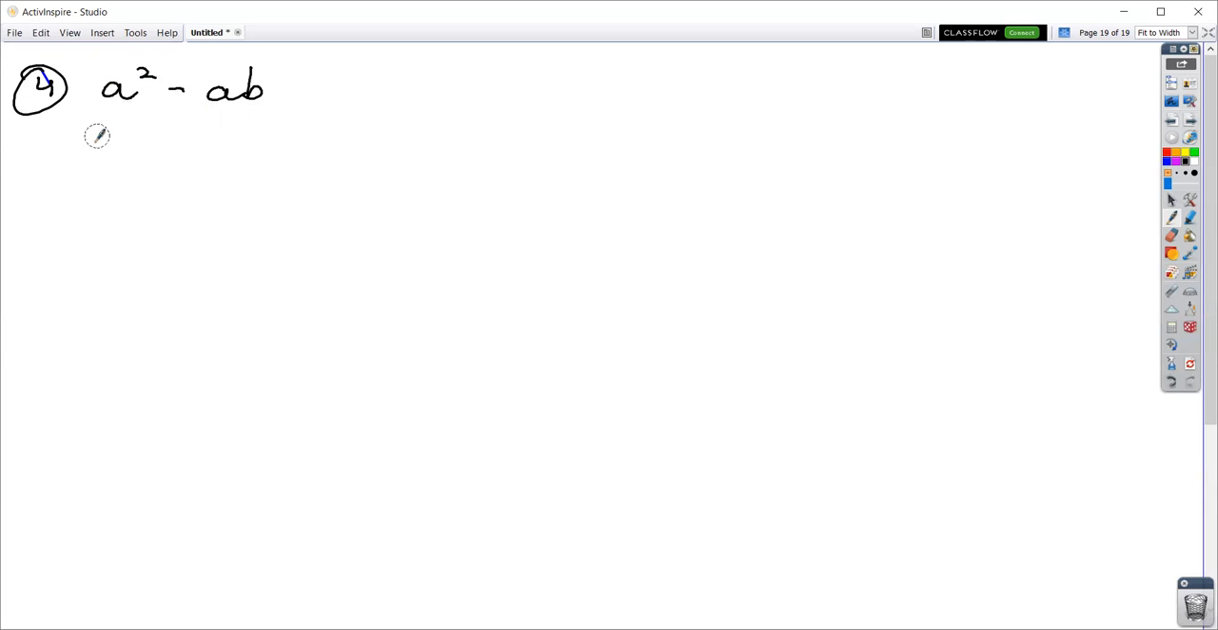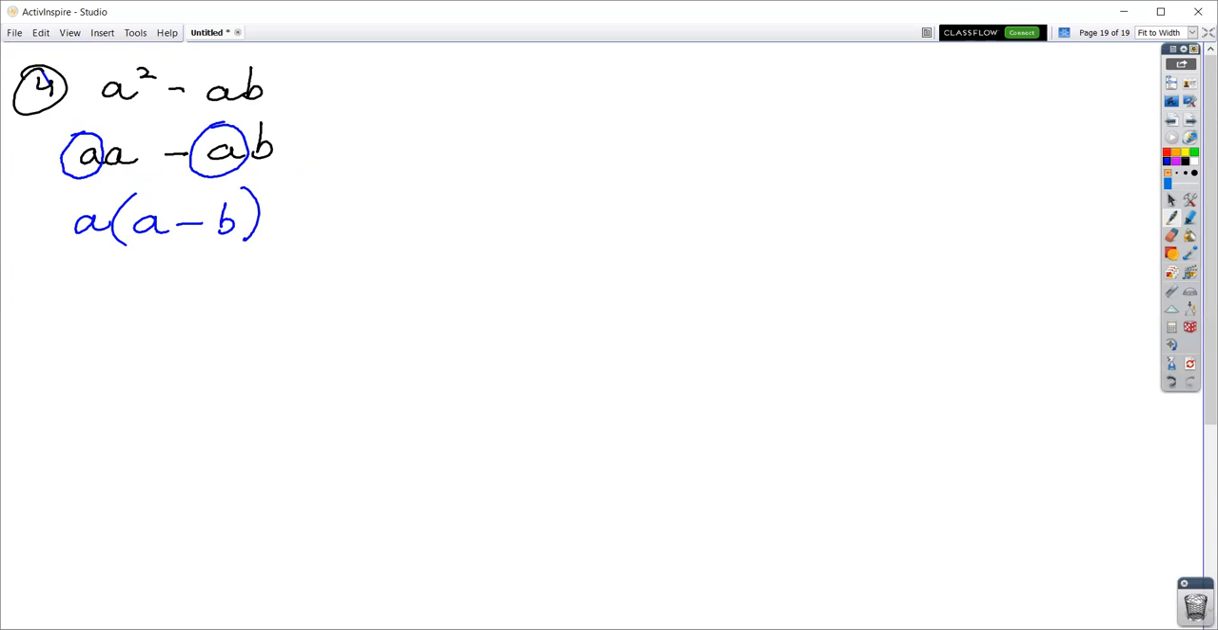You can split a squared by writing it as a times a, minus ab. You see what variable appears in both of them, so you'll be able to factorize it. So you see there's an a here and there's an a here. You can take the common a outside the bracket. And inside the bracket, you have a minus b.